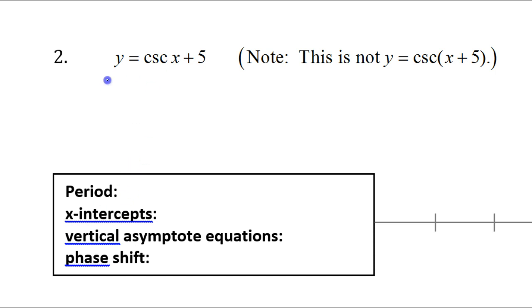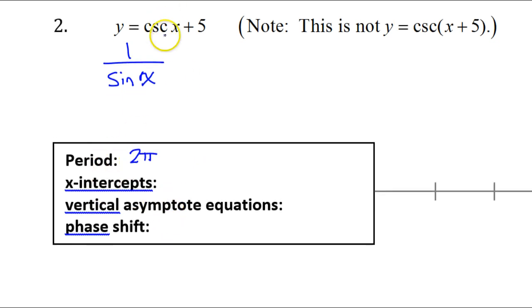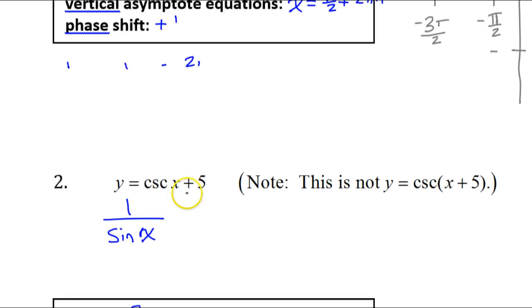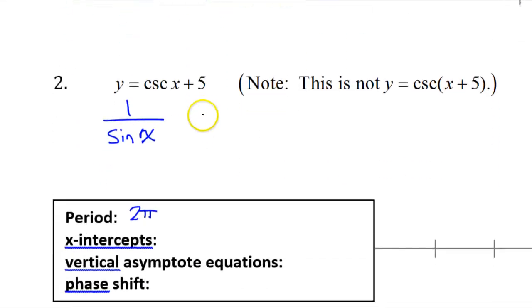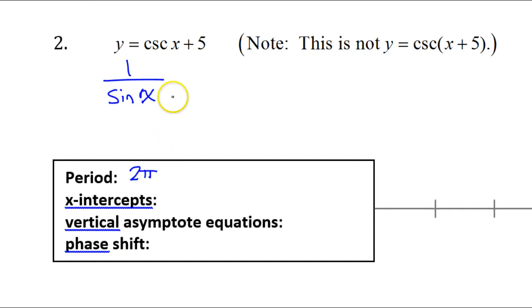So remember, cosecant is the reciprocal of the sine function. Well, I guess I should use x since they're using x. So this is just like the last problem. The period is 2 pi because there's no b value. On the last problem, it became 4 pi because we had a b value of 1/2. But in the absence of a b value, or when the b value is 1, it's just the normal period of 2 pi.